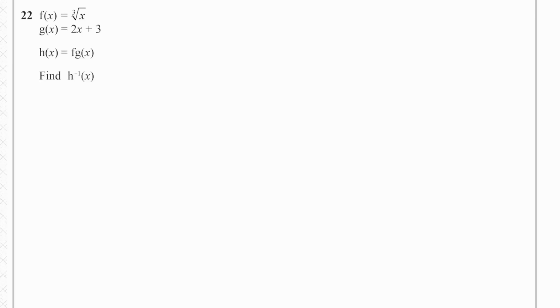g of x equals 2x plus 3, h of x equals f of g of x. Find the h minus 1 of x. So it looks pretty complicated, but actually you're just substituting one into the other.